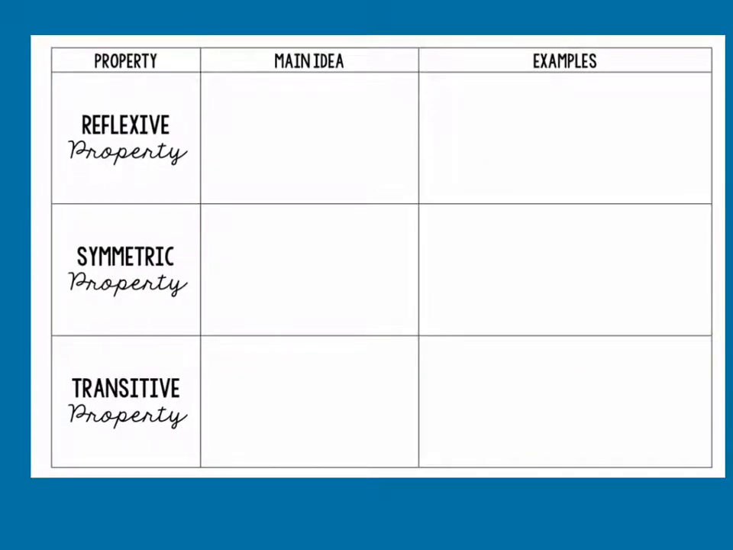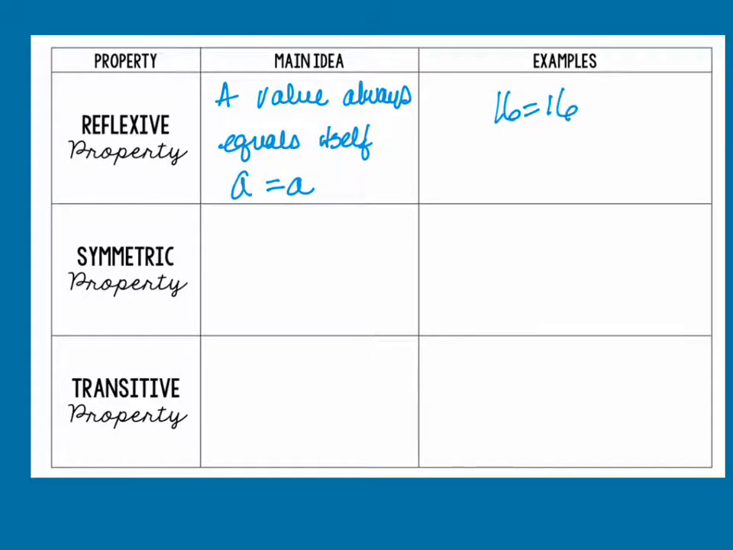A couple more. The reflexive property. Okay, so this is like a mirror. It means a value always equals itself. So a equals a. All right, so 16 equals 16, 5x equals 5x, 4y squared has to equal 4y squared if it's reflexive.